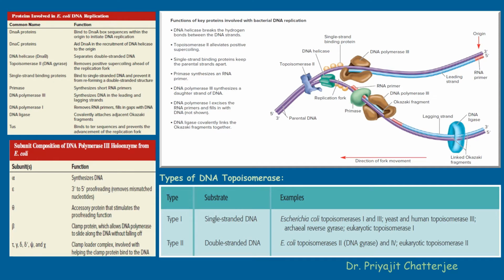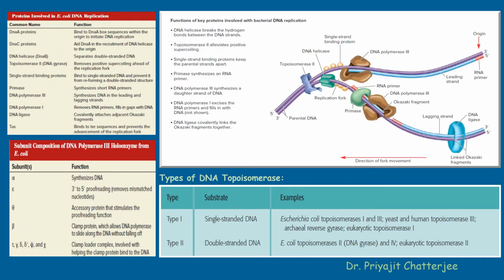Here we can find the difference between two types of topoisomerase, topoisomerase 1 and topoisomerase 2. Topoisomerase 1 nicks the single strand, relieves the supercoil and again ligates it, while topoisomerase 2 nicks both the strands and also relieves the supercoil and then again ligates it.